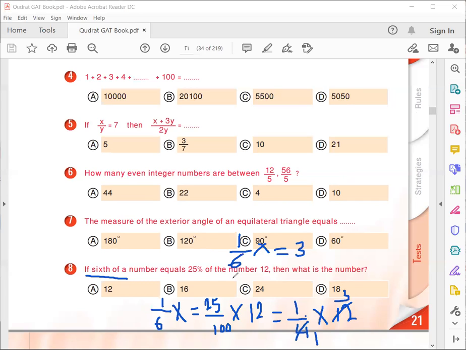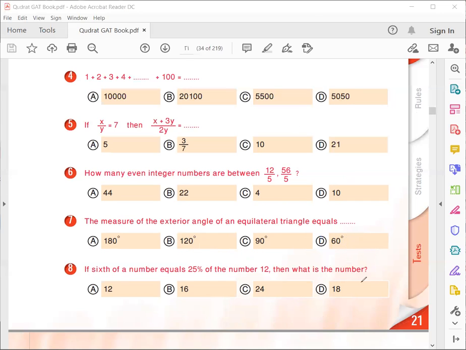How do I solve this problem? You multiply it by 6. Here also multiply it by 6. Then the answer is what? It is 18. So the answer is 18. So what is the answer here? D, right. The answer is D, right.